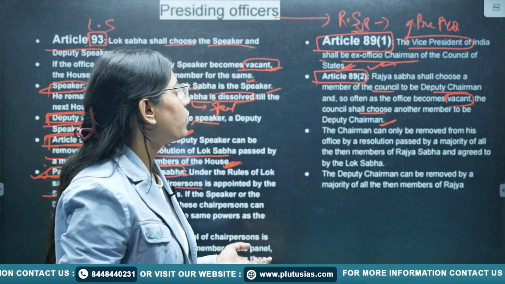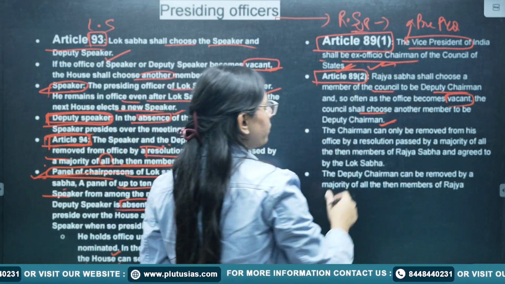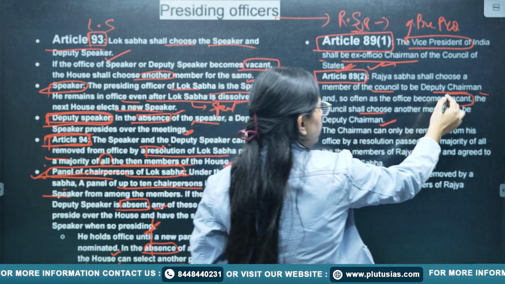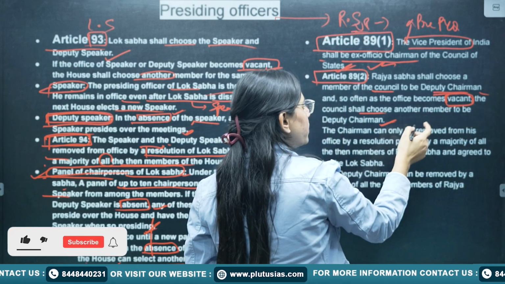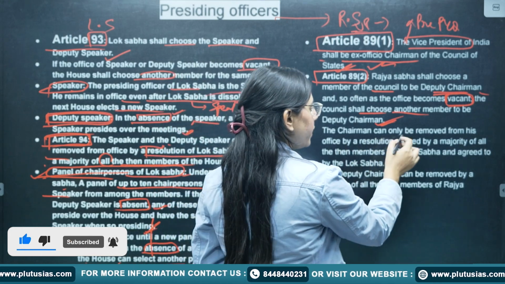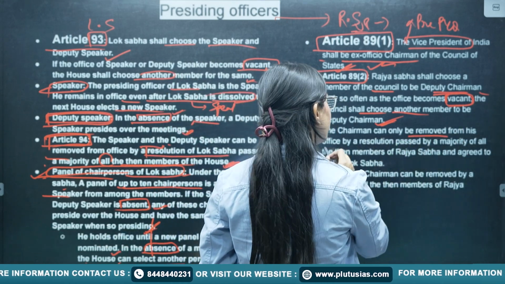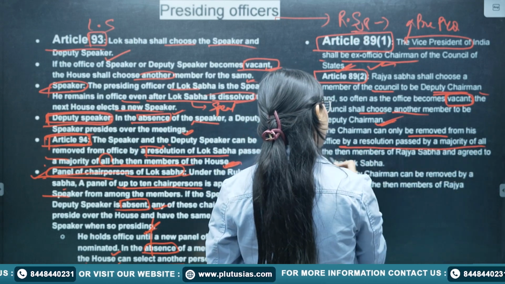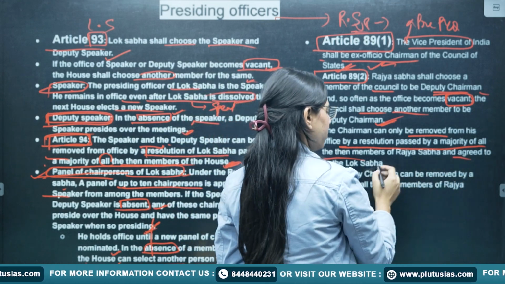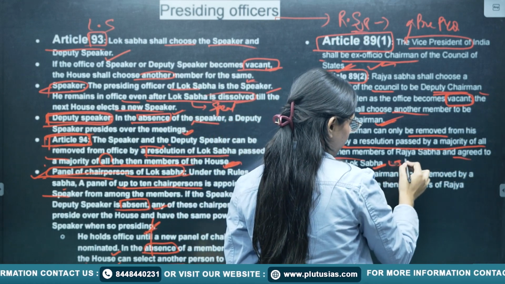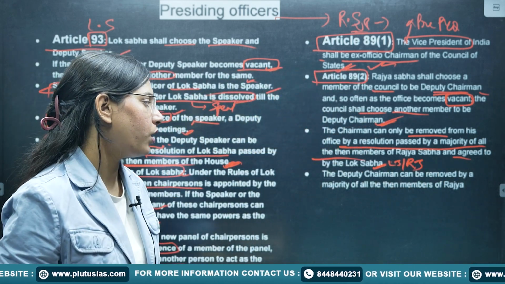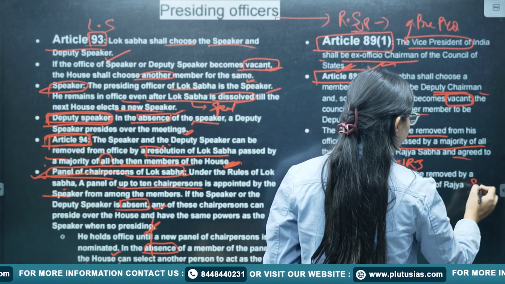In Article 89 Clause 2, Rajya Sabha shall choose a member of the Council as Deputy Chairman, and so often as the office becomes vacant, the council shall choose another member to be Deputy Chairman. The Chairman can only be removed from his office by a resolution passed by the majority of all the then members of the Rajya Sabha and agreed to by the Lok Sabha also. The Deputy Chairman can be removed by the majority of all the then members of the Rajya Sabha.